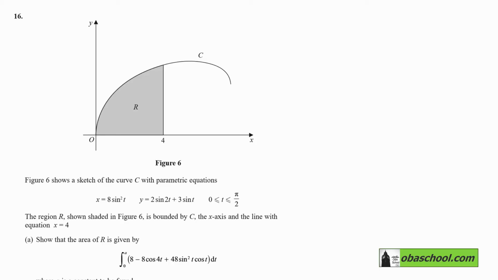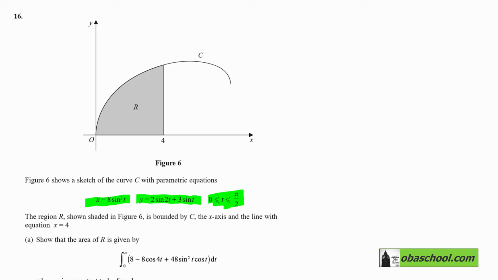Figure 6 shows a sketch of the curve C with parametric equations given by x equals 8 sine squared t and y equals 2 sine 2t plus 3 sine t, and we're told that t is between 0 and pi by 2. The region R, shown shaded in figure 6, is bounded by the curve C, the x-axis, and the line with equation x equals 4, and we can see all of that in the diagram.